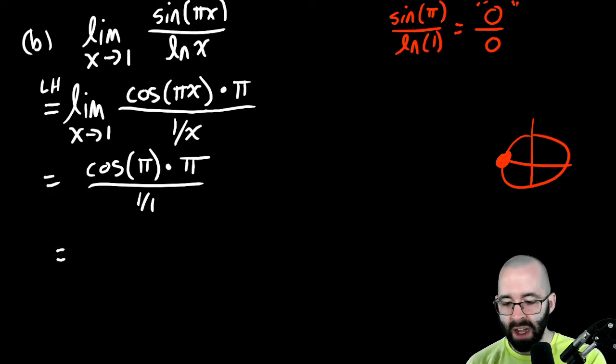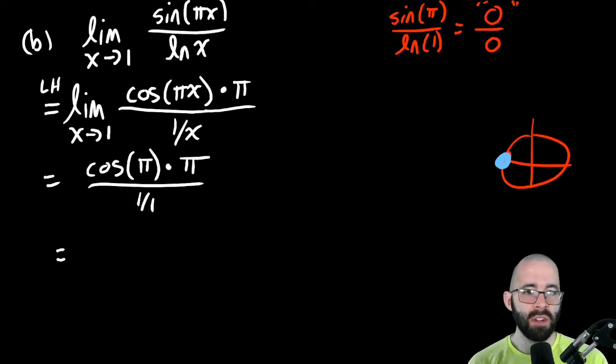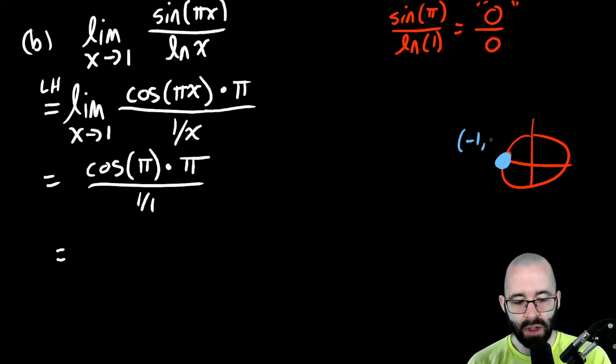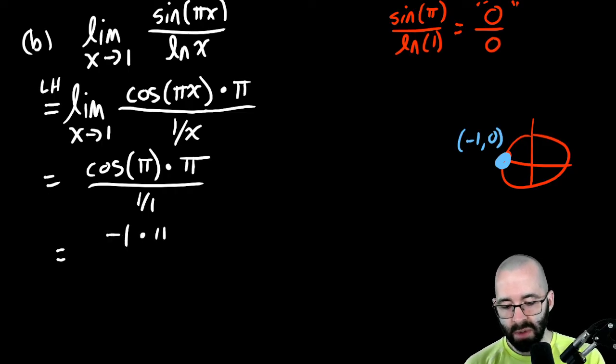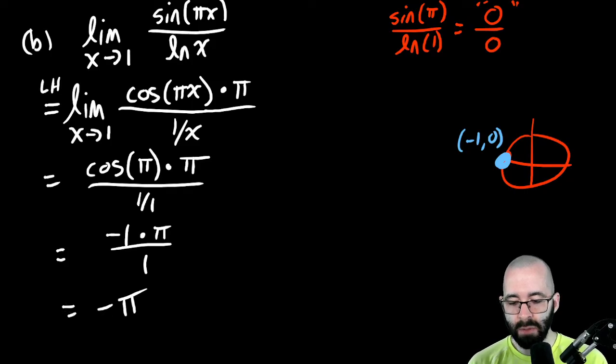So the cosine of pi, that's the x-coordinate at pi radians. What's the x-coordinate on the unit circle here? -1. Unit circle is a circle of radius 1. So this is the point -1, 0. So we get -1 times pi. 1 divided by 1 is still 1. We get that this limit is -pi.